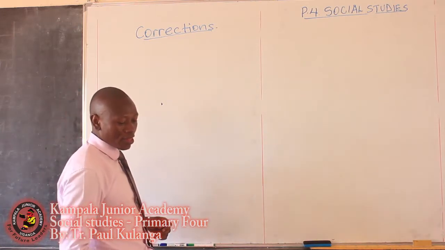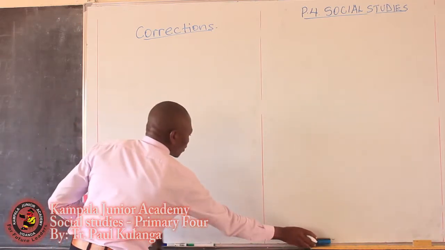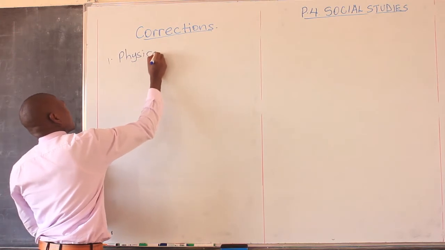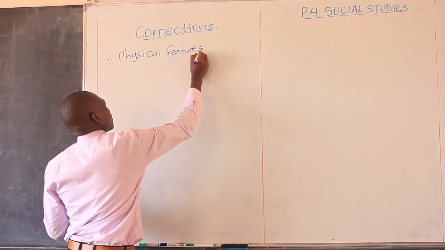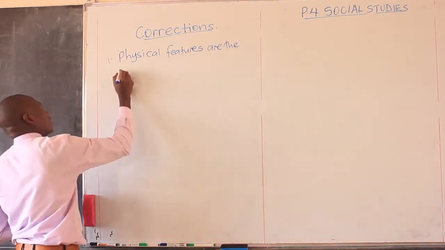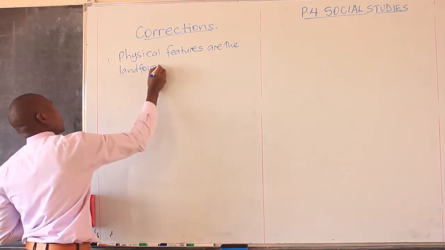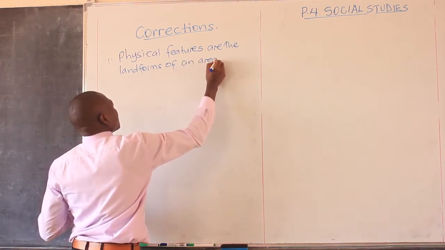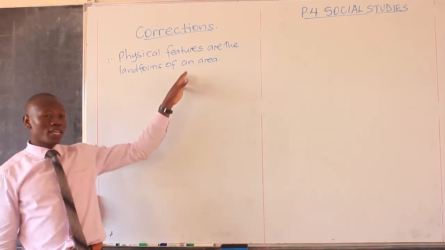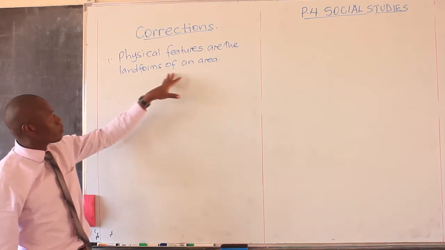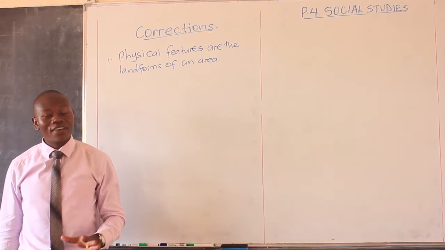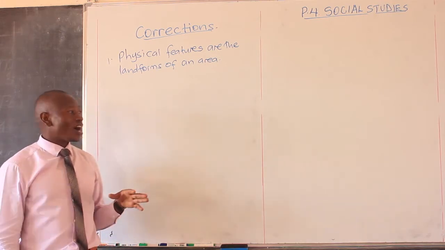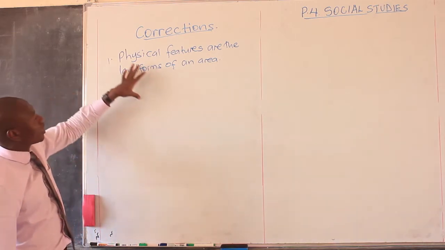Number one was reading: give the meaning of the term physical features. Our answer here is, physical features are the landforms of an area. There are very many answers I remember about physical features, but the words that we emphasize are natural landforms. So we say physical features are the landforms of an area, or physical features are the landforms found on the earth's surface. So let's go with that one.